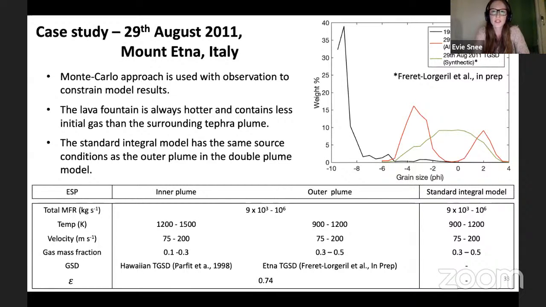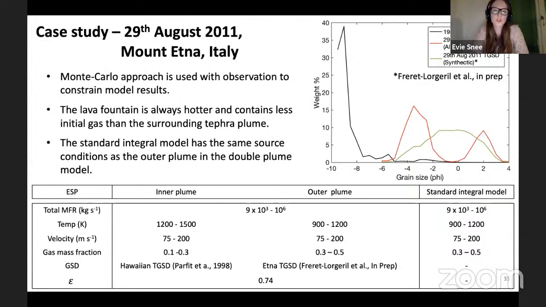In terms of the grain size distributions we use, I've plotted them here on this plot on the upper right. We have grain size on the x-axis and the weight percentage on the y-axis. This black line is the total grain size distribution from the 1959 Kilauea Iki eruption.